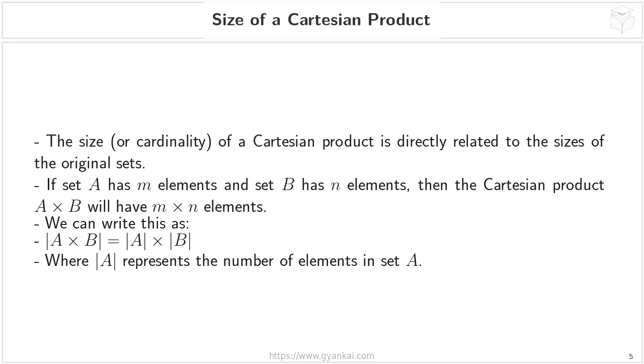But keep this in mind, it's all about the choices. For each of the m elements in set A, we have n choices in set B, giving us a total of m times n possible ordered pairs. And that's exactly what the Cartesian product represents.